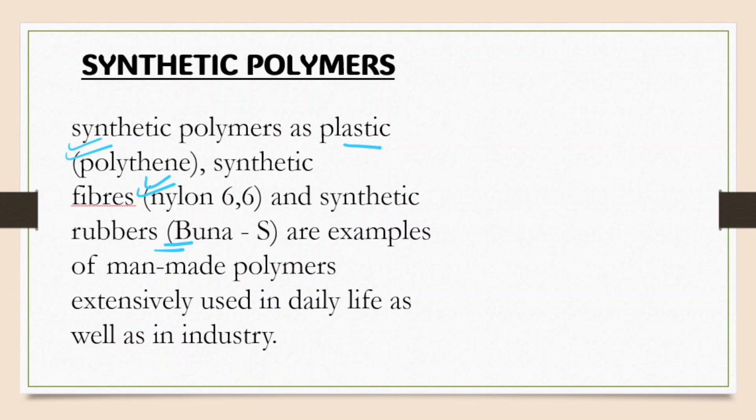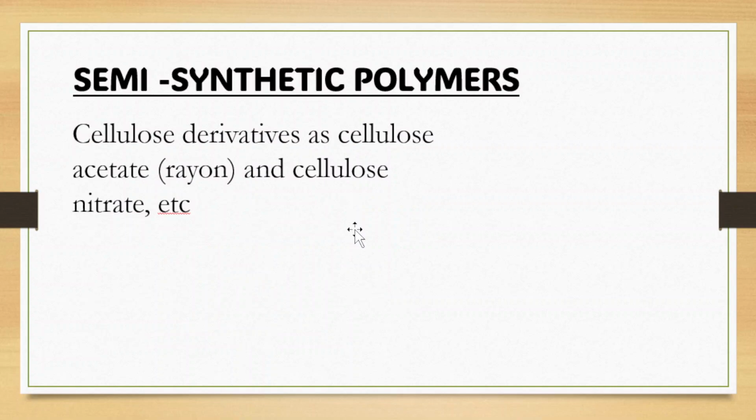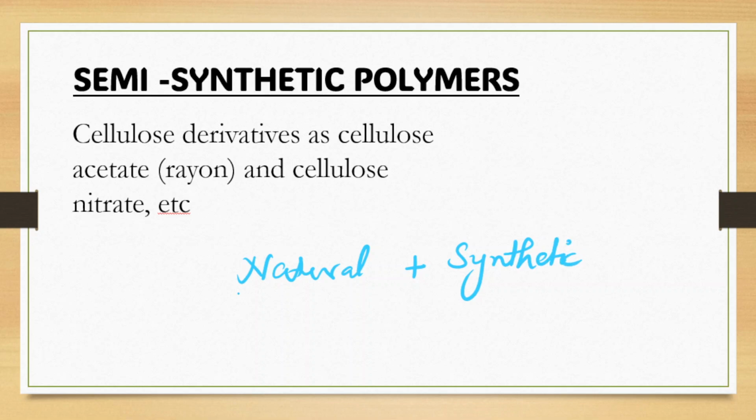Next, we have to study the semi-synthetic polymers. Semi-synthetic polymers are a combination of natural polymer plus synthetic polymer. Some changes are made in the natural polymers and they are synthesized in the laboratories. They are known as semi-synthetic polymers. Examples are cellulose acetate, whose common name is rayon, and cellulose nitrate.